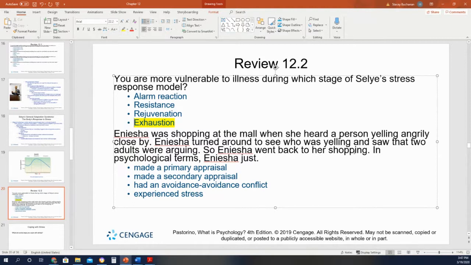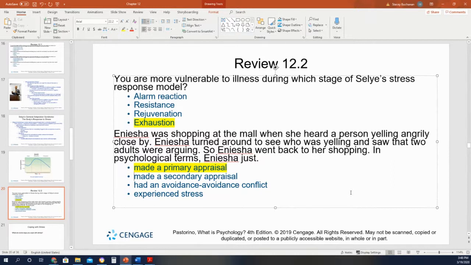And then Anisha was shopping at a mall when she heard a person yelling angrily close by. Anisha turned around to see who was yelling and saw that two adults were arguing. So Anisha went back to shopping. In psychological terms, Anisha just made a primary appraisal. So she looked at the situation. Was it positive, negative, or irrelevant to her? Did it matter to her? The yelling was just two adults arguing, so she just went back and ignored it. So that was her primary appraisal.